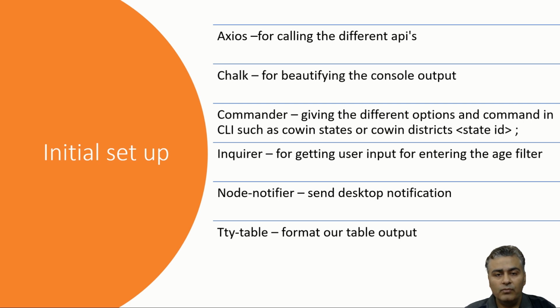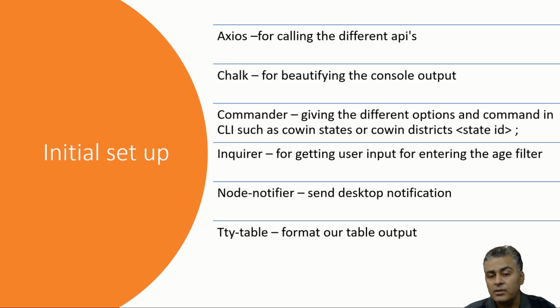And then the most important thing is we will also need commander, because when you need to run some CLI commands such as cowin states, let's say our CLI command name is cowin and it has a sub command named states, all these things are handled by commander. And then, for example, you also need to ask a few questions from the user to get input.